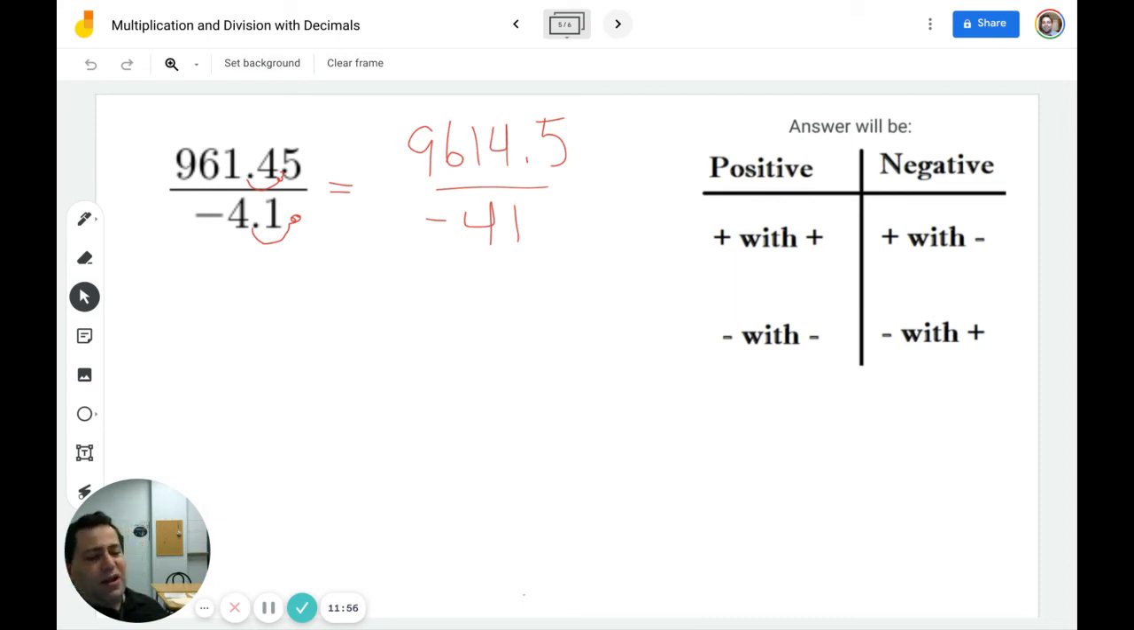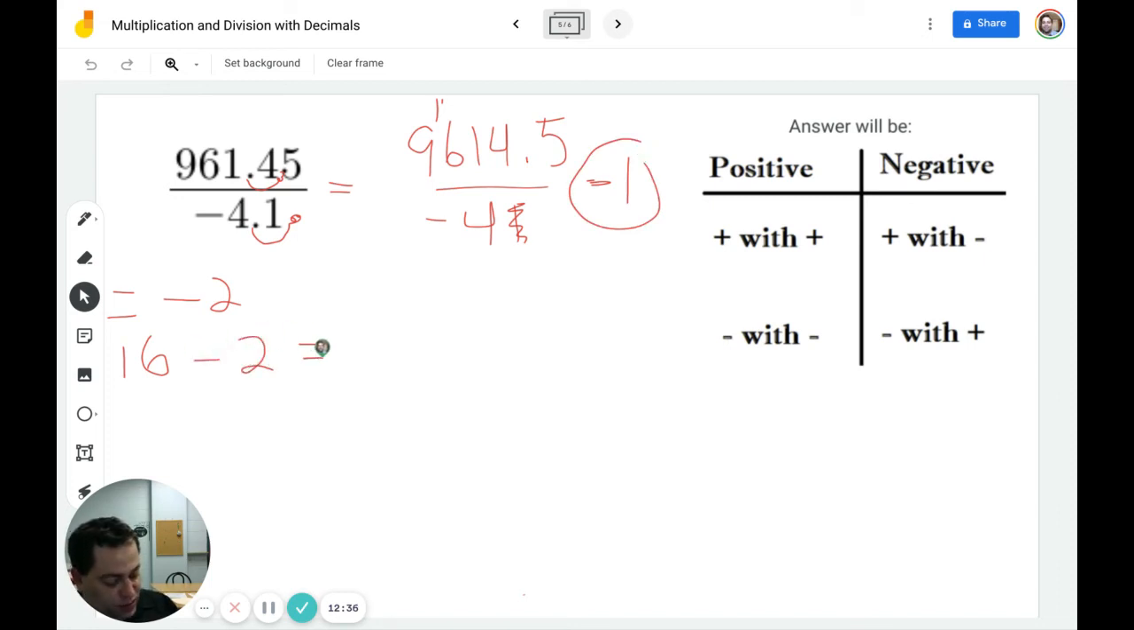So a positive divided by a negative is going to give me a negative. I'm going to use a multiplier of -1 to turn this into dividing by 4. So 4 goes into 9 twice. 9 minus 8 is 1. I'm left with 16. So here I have 16. And then we have a multiplier of -1. 2 times -1 is -2. So 16 minus 2 is 14.